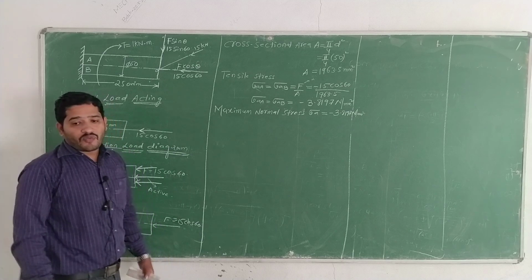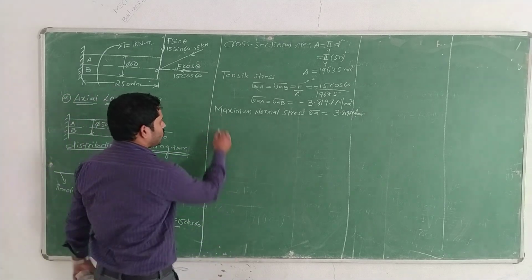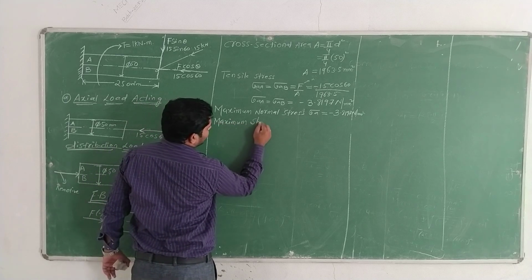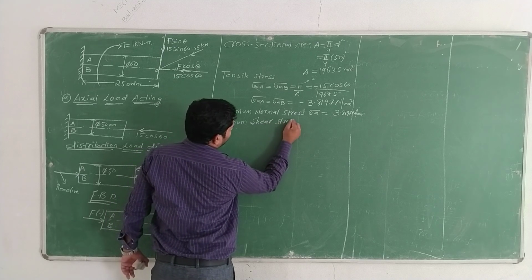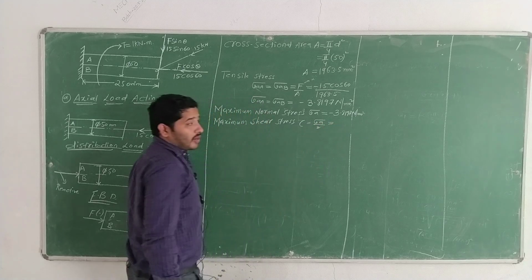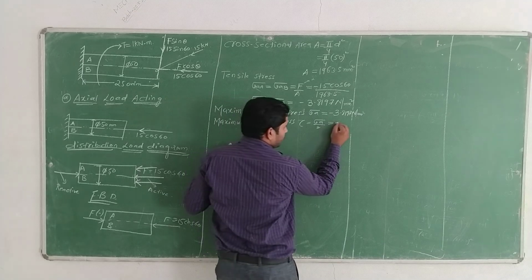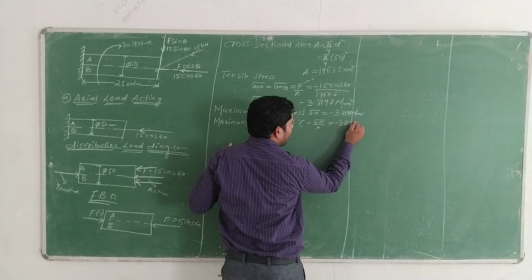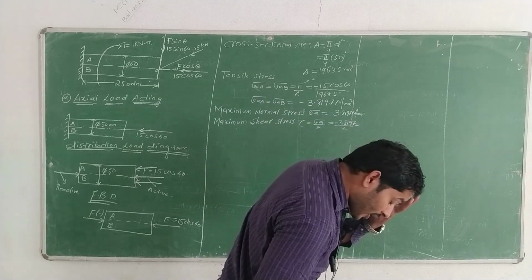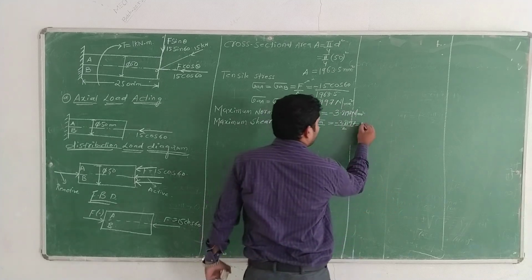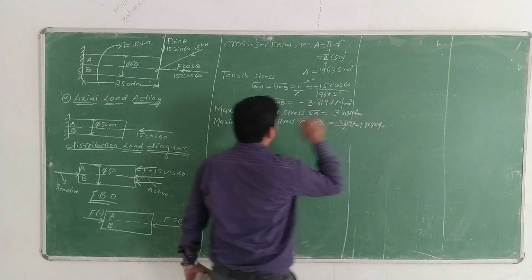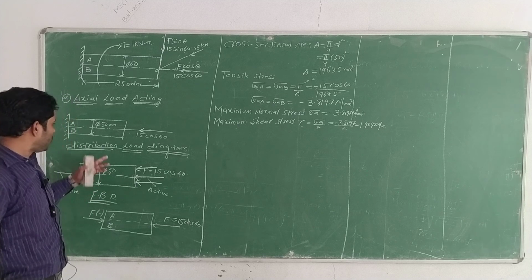Again, what we need to find is the maximum shear stress. Tau is equal to sigma A by 2. The formula is there. Sigma A value is 3.8197 by 2. Then you will get the answer, and I am getting the value 1.90985 Newton per mm square.